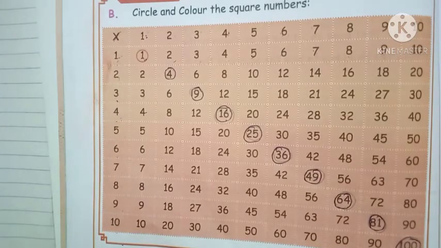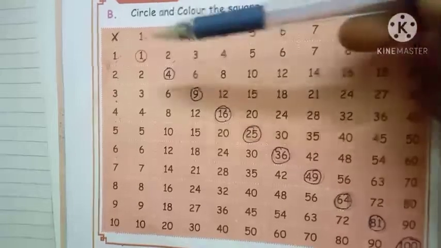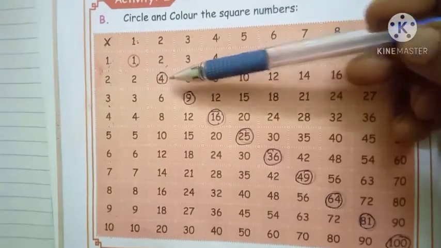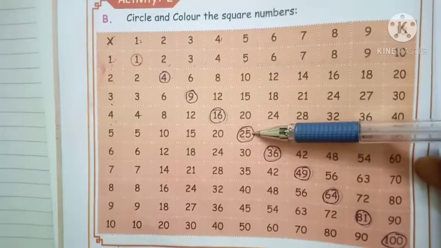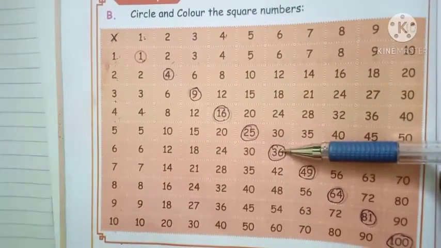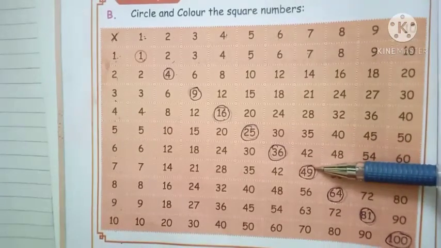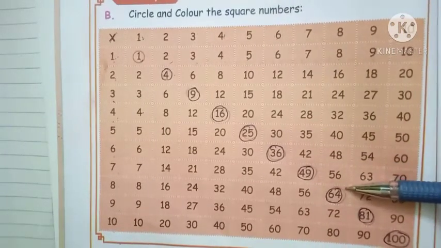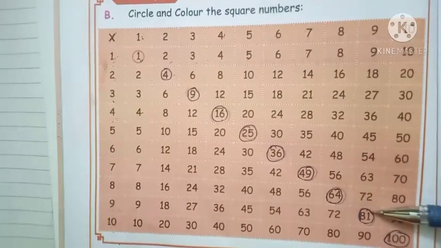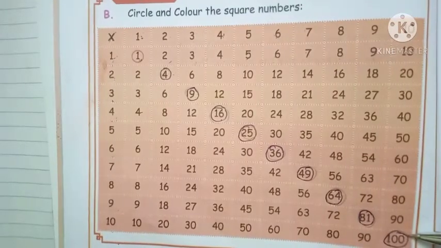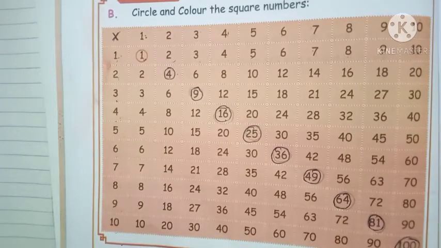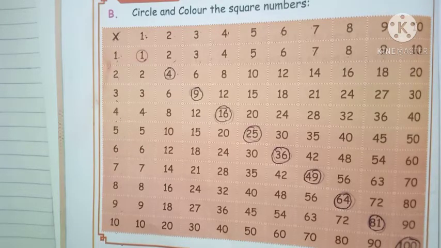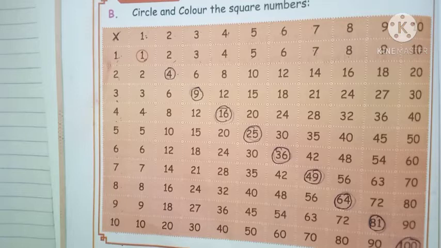Once again, repeat. 1 one is 1. 2 twos are 4. 3 threes are 9. 4 fours are 16. 5 fives are 25. 6 sixes are 36. 7 sevens are 49. 8 eights are 64. 9 nines are 81. 10 tens are 100. Keep it in your mind, children. Then whenever I ask the question, be ready to say the answer. It is easy to help understand this concept.